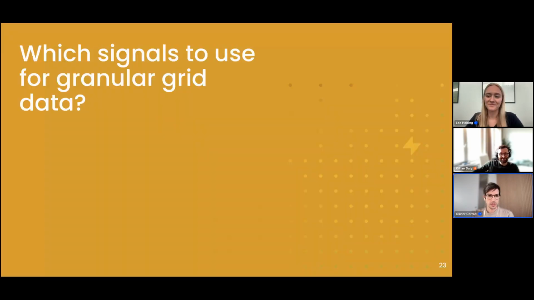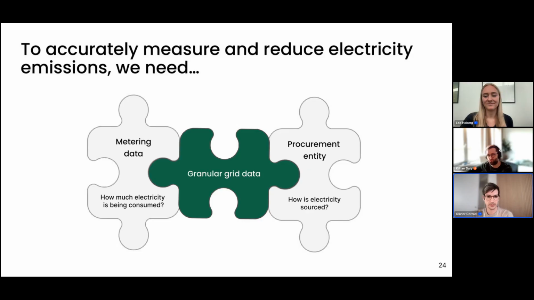Maybe I'll take over from here and talk a little bit more about the feasibility and how we actually are going about executing on doing hourly accounting. I want to talk specifically about what signals to use for granular grid data. Again, the reminder: there's 3 pieces you need to get together if you want to achieve hourly granular accounting. We're going to double click on the granular grid data piece.